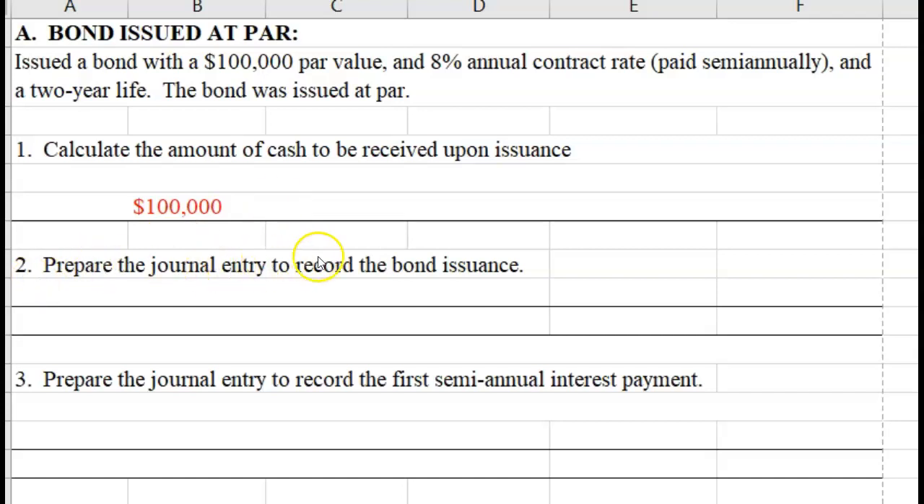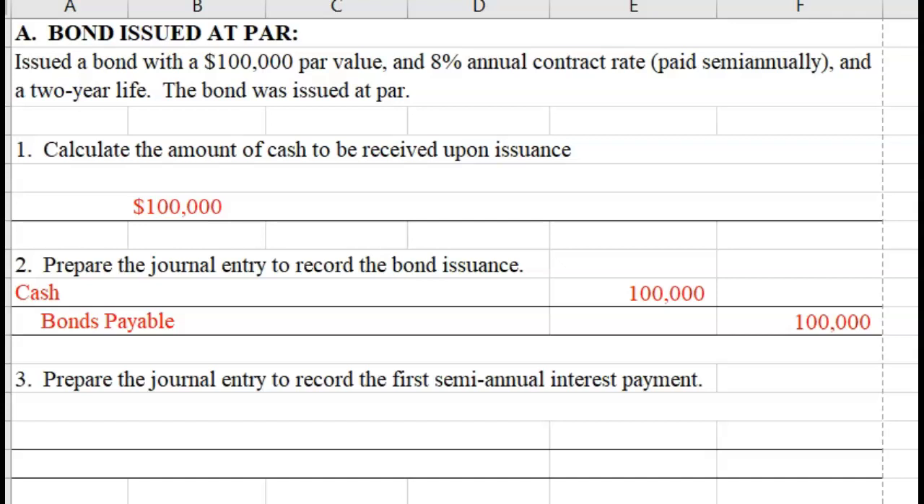Prepare the journal entry to record the bond issuance. Well, we received $100,000 cash, and we assumed a liability of $100,000 to be paid at the end of 2 years. So debit cash $100,000, credit bonds payable $100,000. Let's calculate the first semi-annual interest payment.